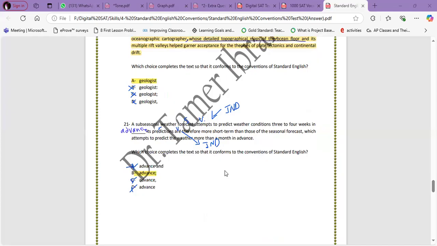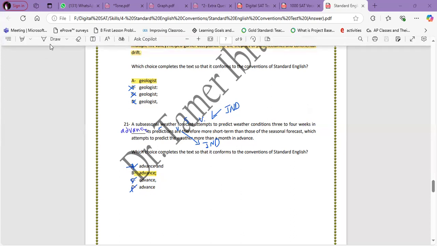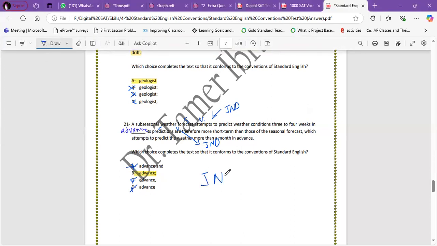21. Again, we are talking about punctuation. We have advance and advance, semicolon between two independent clauses, comma, and without a comma. Let's find the sentence. A subseasonal weather forecast attempts, subject verb, to predict weather conditions 3 to 4 weeks in advance, independent clause. Then another sentence. Its predictions are, subject verb. So subject, verb, comma, conjunction, subject, verb. There's the independent clause, and there's the independent clause. Each one of them has subject plus verb. So we must put between them a comma and a FANBOYS conjunction.